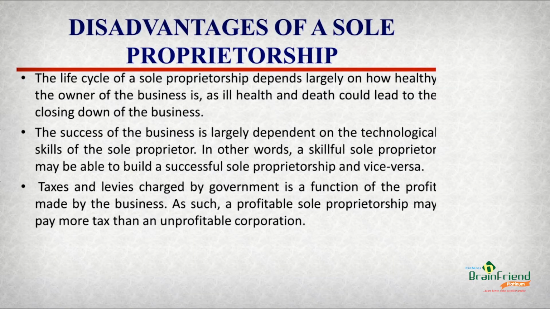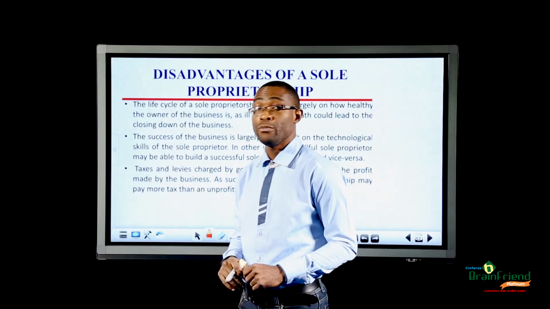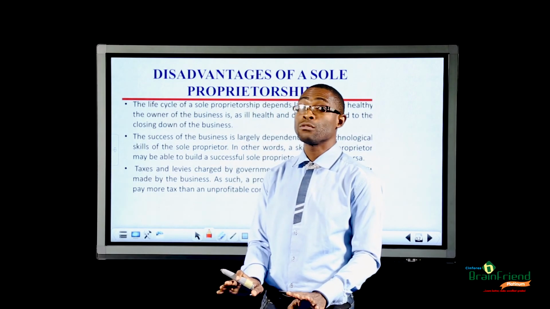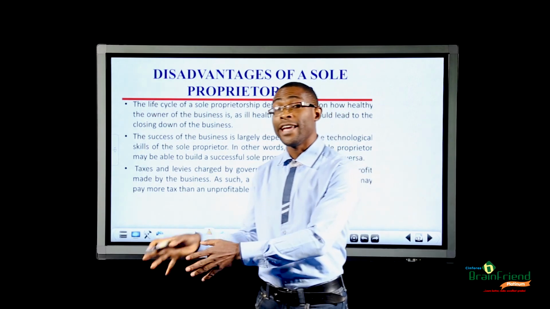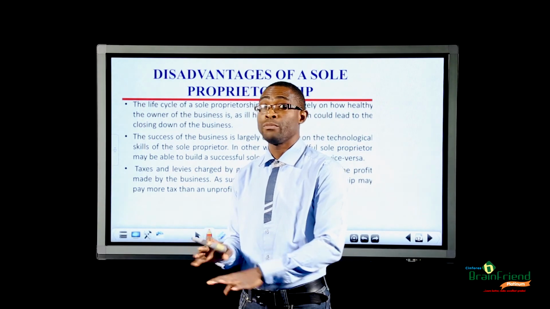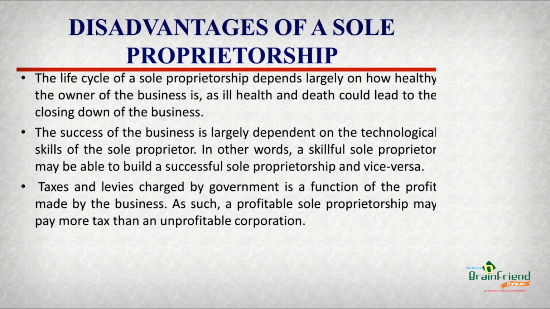Furthermore, the life cycle of a sole proprietorship depends on how healthy the owner of the business is. If Mr. Okonkwo is down in health, it means for the number of days he's down in health, the business remains closed. The success of the business is largely dependent on the technological skills of the sole proprietor.